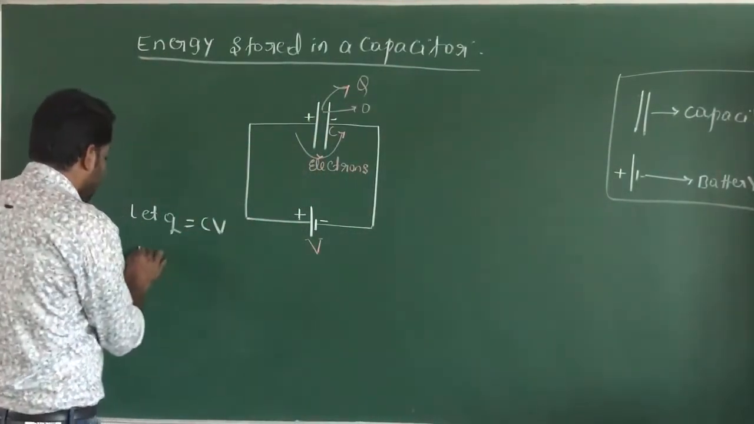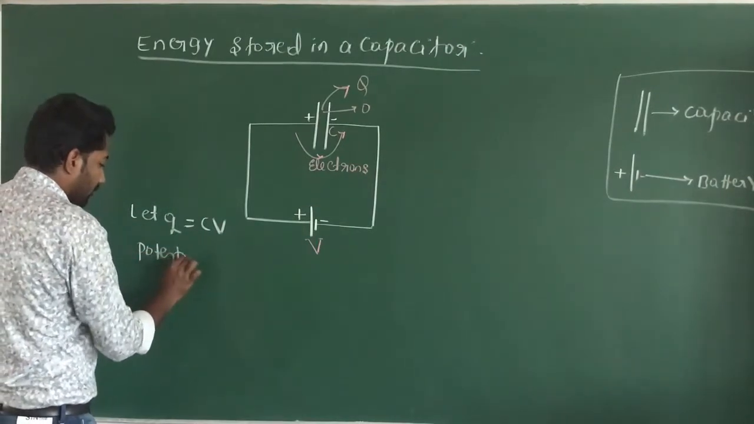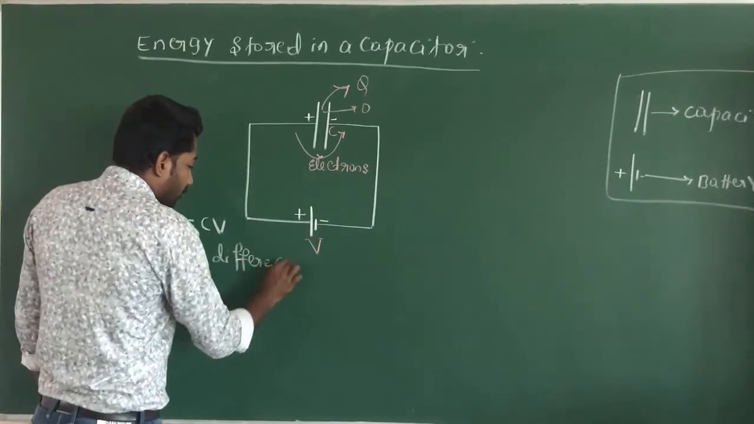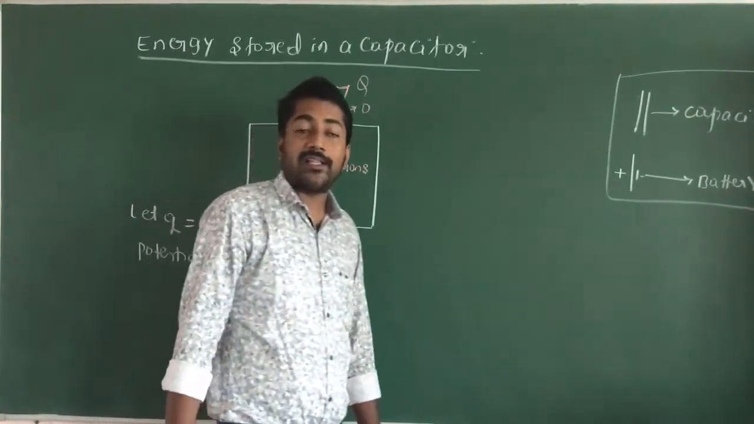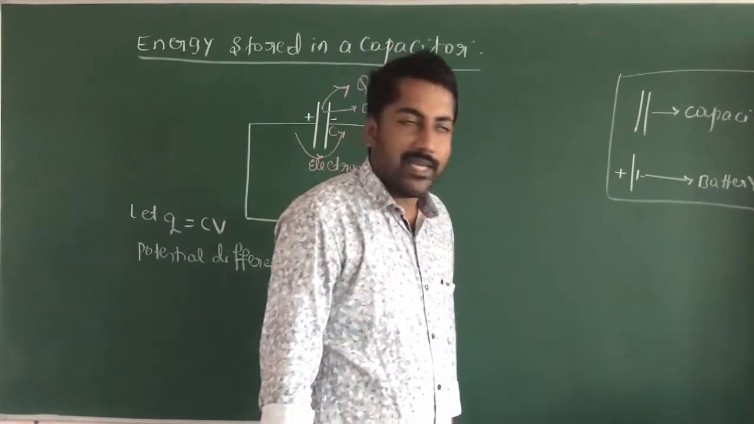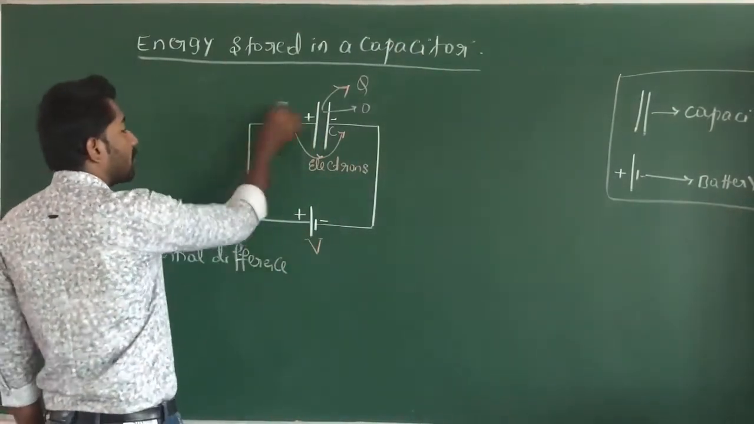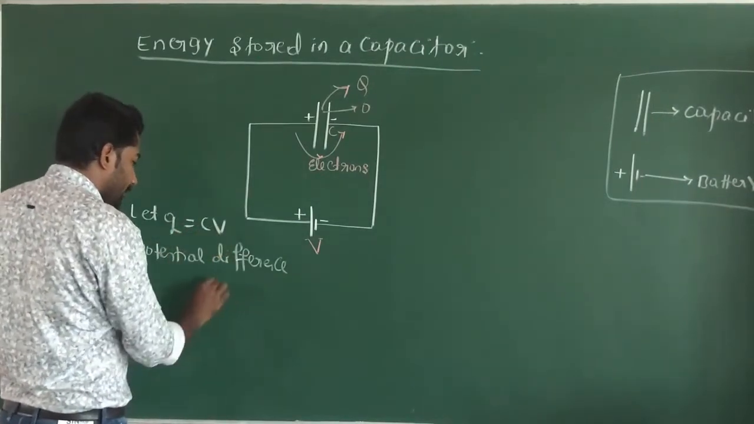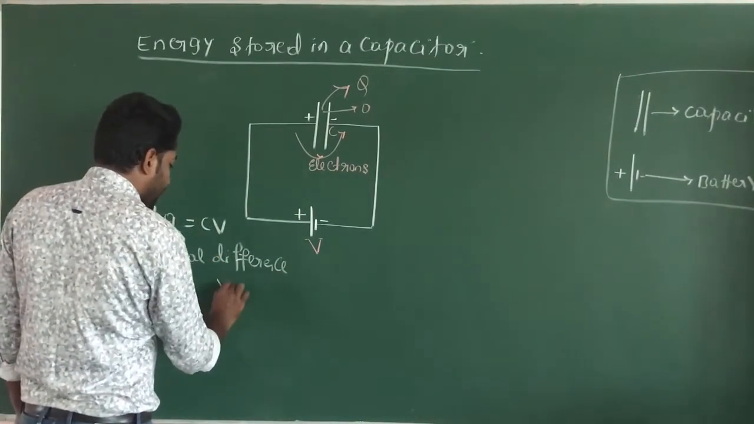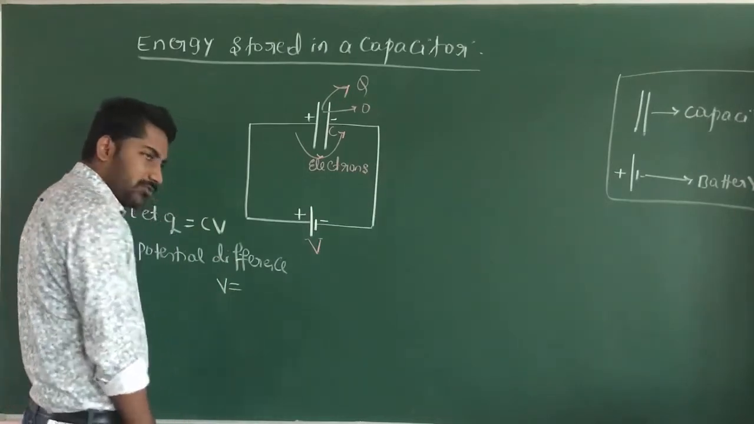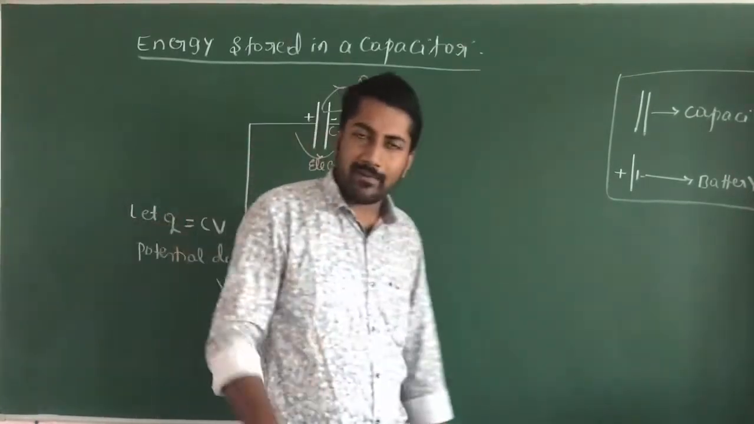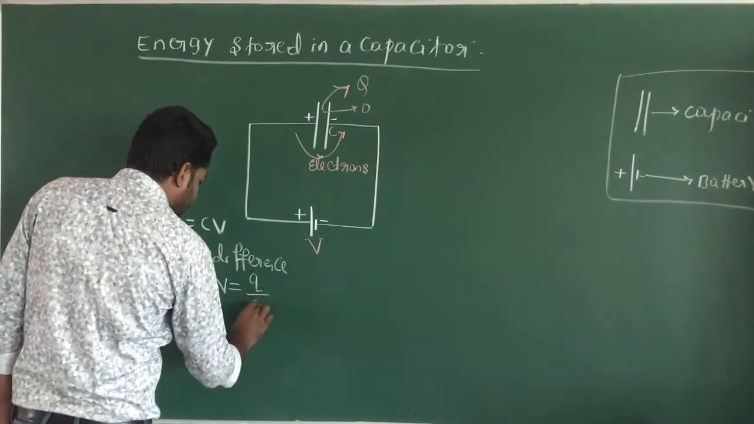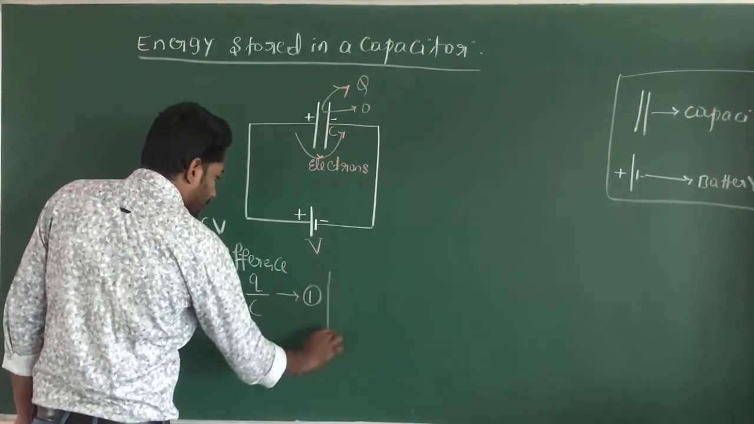Then potential difference means the amount of charge being brought from one point to another point. Here Q is equal to C into V, then the potential difference V is equal to, we know the formula, C is equal to Q divided by V, so V is equal to Q divided by C. This is equation number 1.